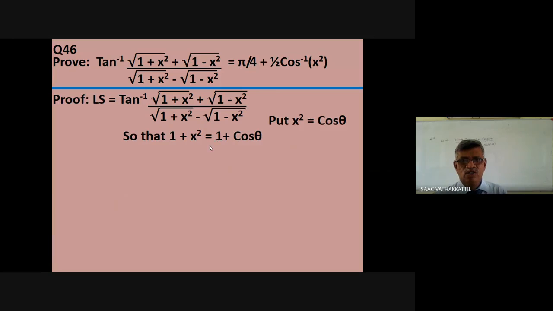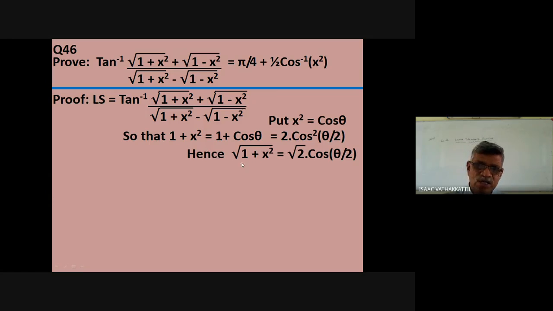Okay? So what is 1 plus x squared? 1 plus x squared equals 1 plus cos theta. We have the formula for 1 plus cos 2 theta: 1 plus cos 2 theta is 2 cos squared theta. If you put x squared equal to cos 2 theta, you can do it like that also; then 1 plus x squared is 1 plus cos 2 theta, which is 2 cos squared theta. Whereas 1 plus cos theta will be 2 cos squared theta by 2. What will be 1 minus x squared? 1 minus x squared will be 1 minus cos theta, that is 2 sine squared theta by 2.